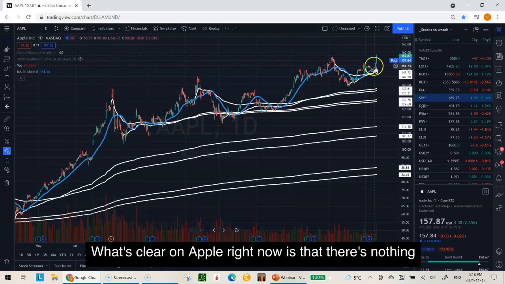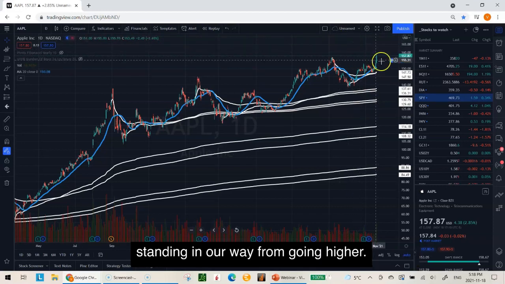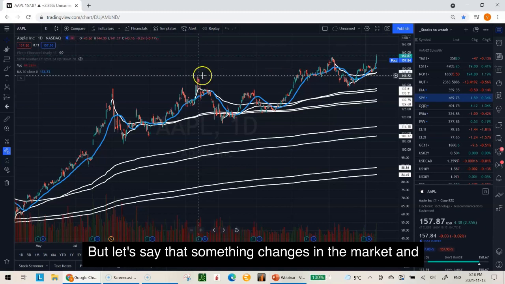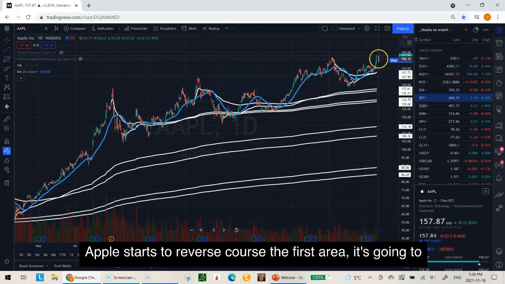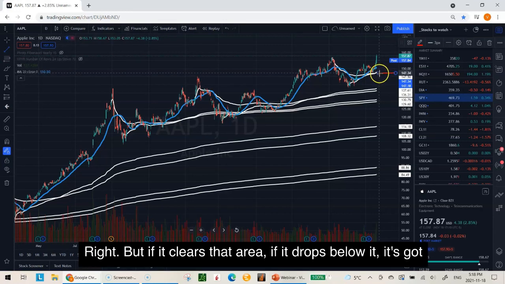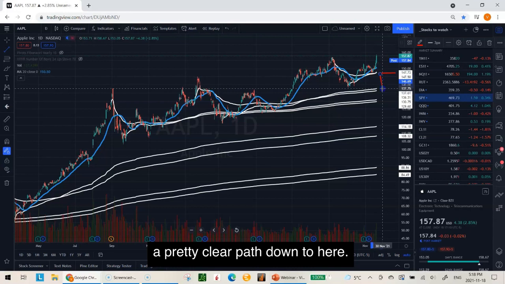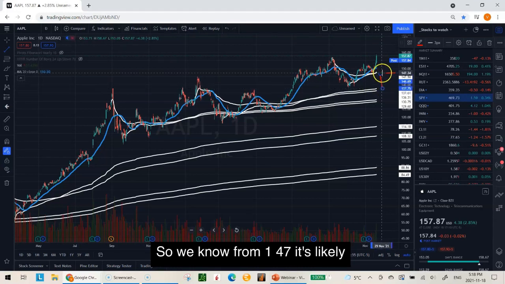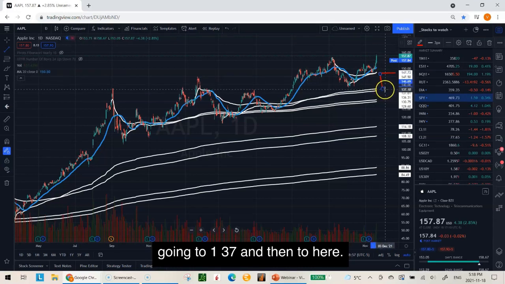What's clear on Apple right now is that there's nothing standing in our way from going higher. So we should continue to go higher. But let's say that something changes in the market and Apple starts to reverse course. The first area it's going to find as support is going to be right here, right? But if it clears that area, if it drops below it, it's got a pretty clear path down to here. So we know from 147, it's likely going to 137 and then to here.